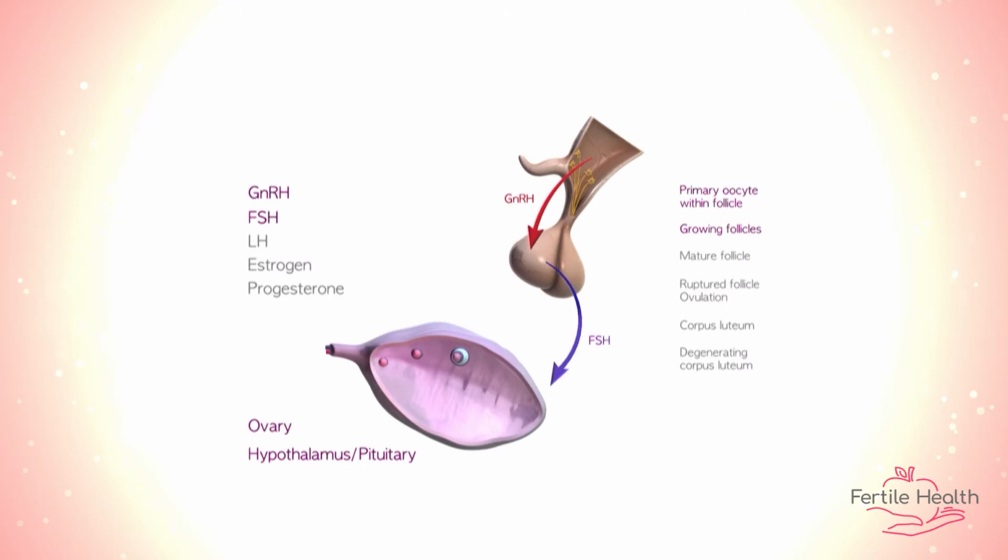So FSH starts to increase the growth of the follicles, and as the follicles grow and mature, they secrete a hormone called estrogen. Estrogen will feed back to the hypothalamus and pituitary and tell them to stop secreting GnRH and stop secreting FSH because it doesn't need it anymore. There's no need to keep secreting follicle stimulating hormone when you already have a follicle made.